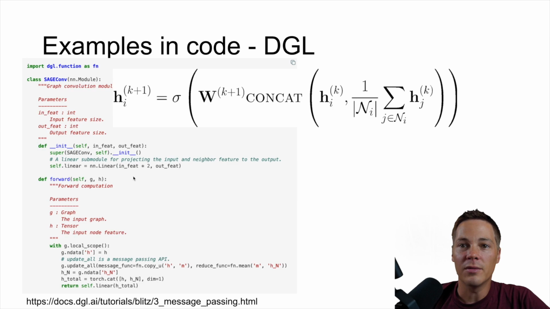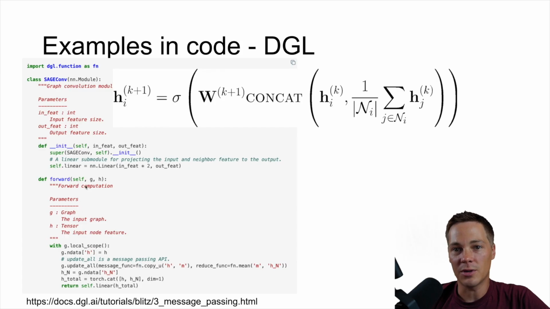And note that we have the number of input features times 2 here. The times 2 is because we're doing this concatenation. So if we have age and net worth of our current node, and then we've aggregated the age and net worth of all of our neighbors, and concatenate those two things together, we'll now have 4 features: 2 ages and 2 net worths.